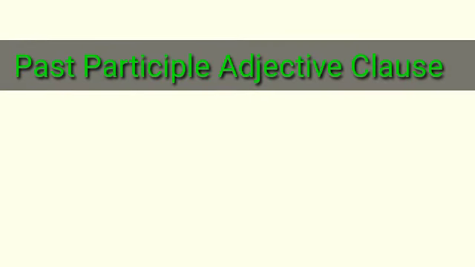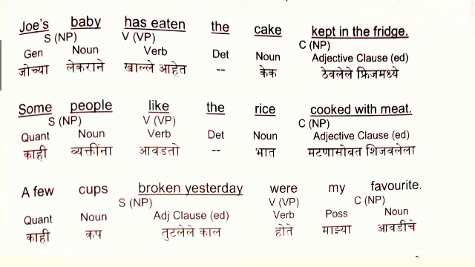Now let's talk about past participle adjective clauses. Generally, past participle adjective clauses are introduced with the help of a past participle. Have a look at these examples. George's baby has eaten the cake kept in the fridge. Kept in the fridge is a relative clause because it is qualifying the noun cake, or it is giving additional information about the noun cake. Therefore, it is also called an adjective clause, but as it is related to cake, it is also called the relative clause.